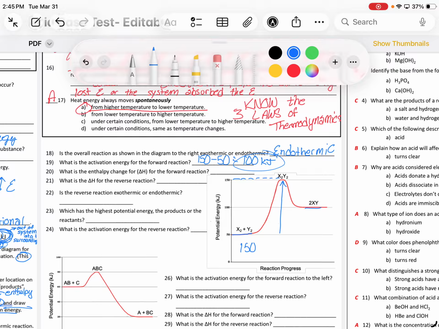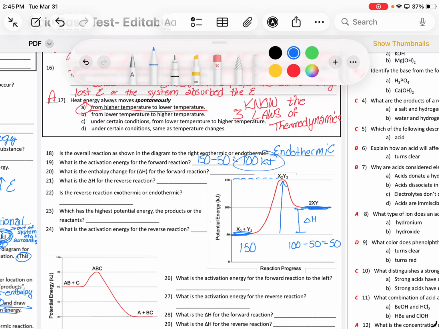What is the enthalpy change, delta H, for that forward reaction? Again, forward reaction just means going from left to right. Delta H is the potential energy of your products minus the potential energy of your reactants. So the potential energy of our products is 100 kilojoules minus 50 kilojoules. That will give us 50 kilojoules.